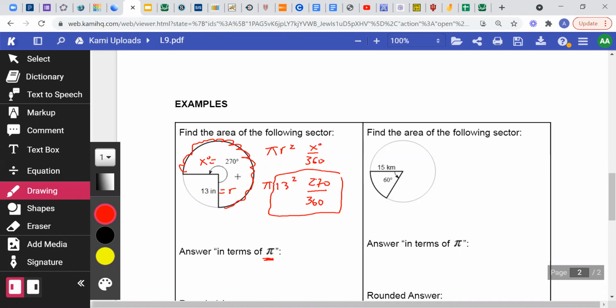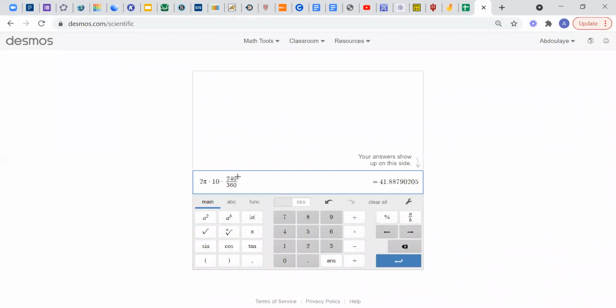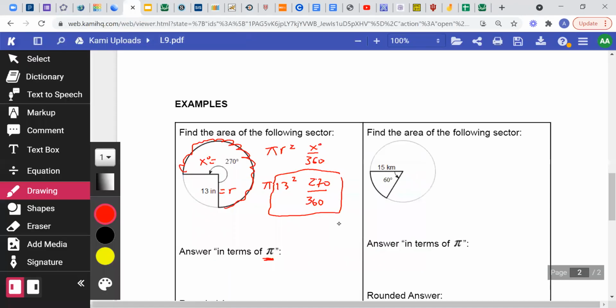So I'm going to use my decimal calculator again. Pi is isolated, so you're going to do 13 squared times 270 divided by 360. That gives us 126.75. So you go back, 126.75.